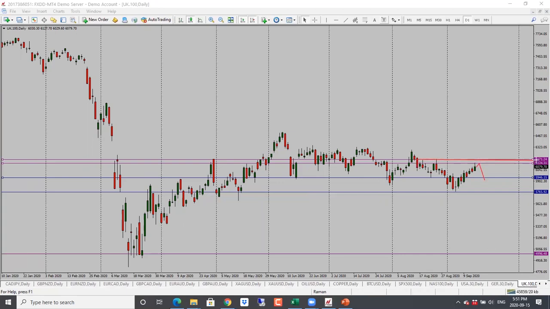But the next level here, 6170, looks good. So it may go into that and then drop. So I'm not overly bullish, but neutral on this. It may have a little bit of room to go higher here.